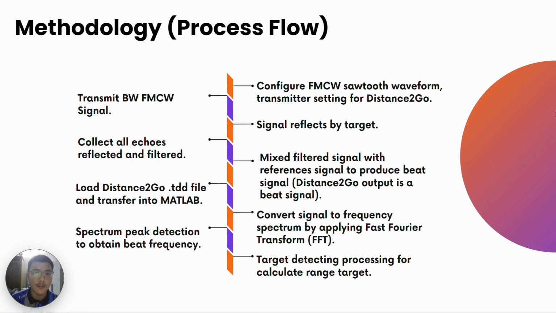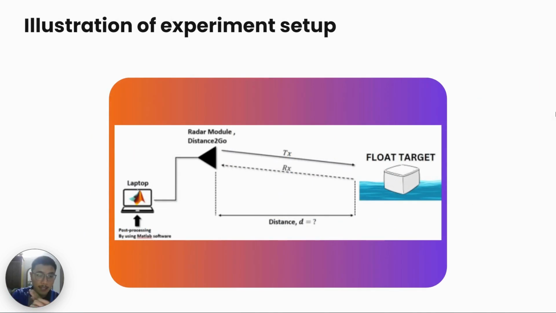So this is the illustration of the experiment setup. There is a laptop for post-processing using MATLAB software, and it is connected to the RUT, radar under test, or we can say the radar module, and the radar module itself is the DistanceToGo. The height of the radar will be 1 meter, and the distance is a question mark, because we will do the estimation for the range, which we will test from 2 meters until 9 meters, and the last part is the floating target.